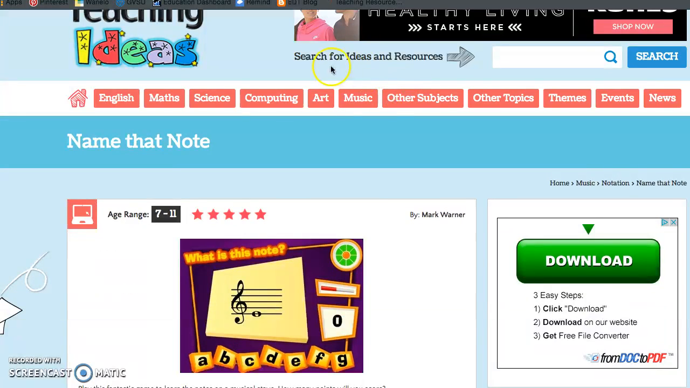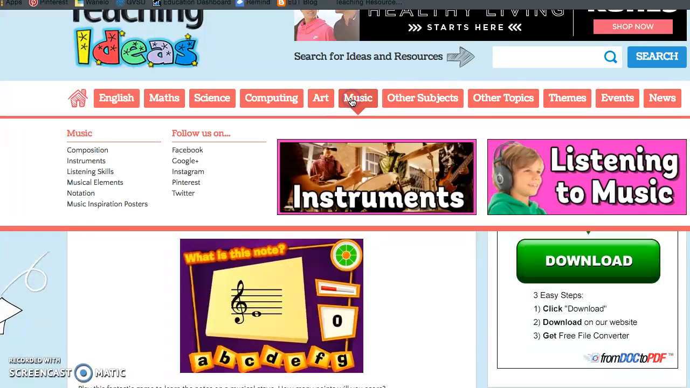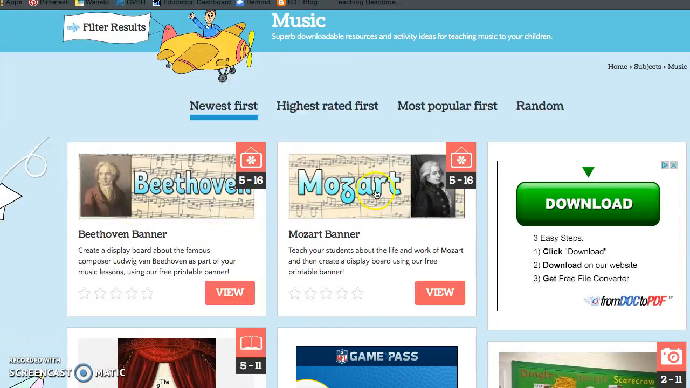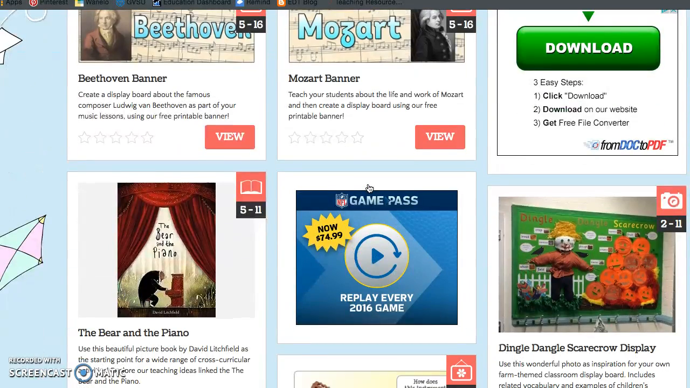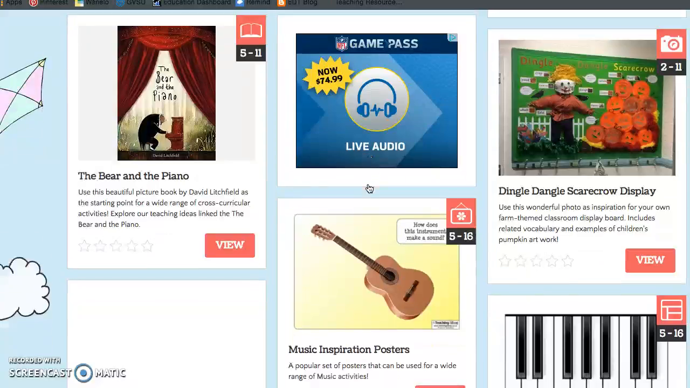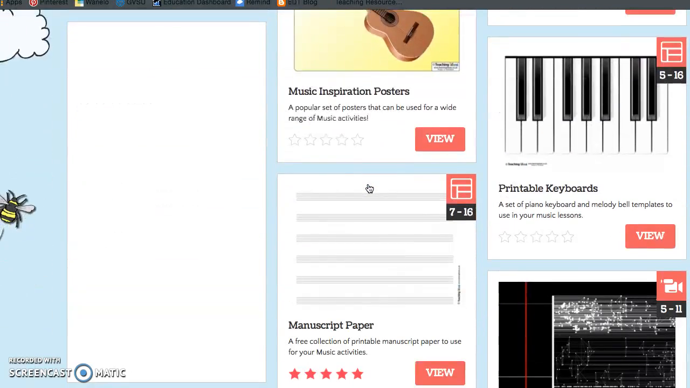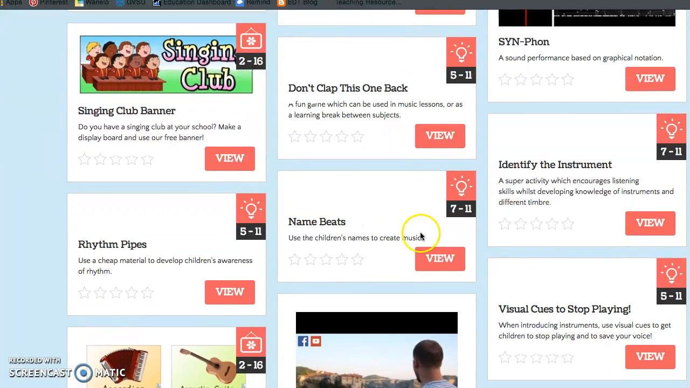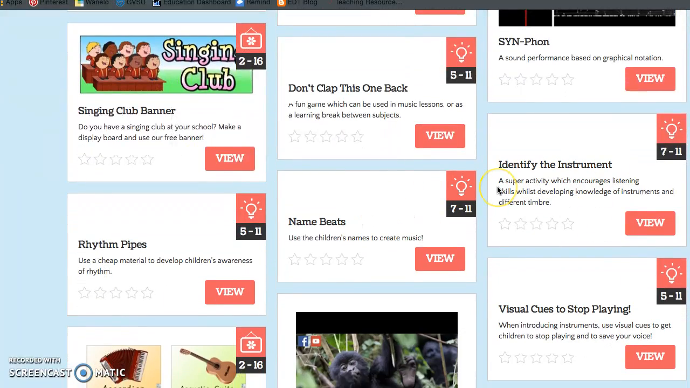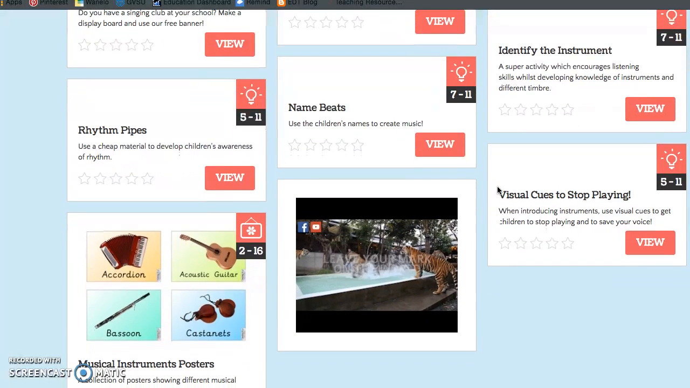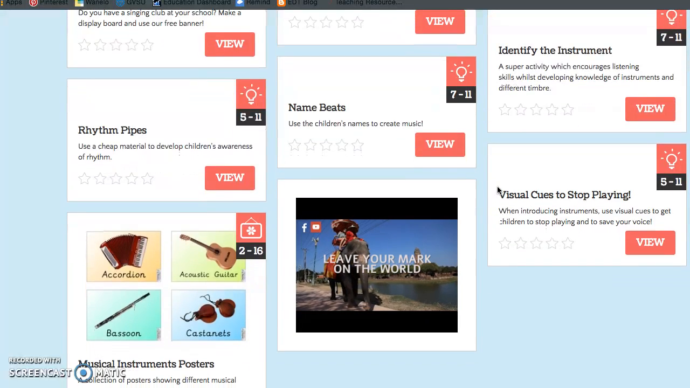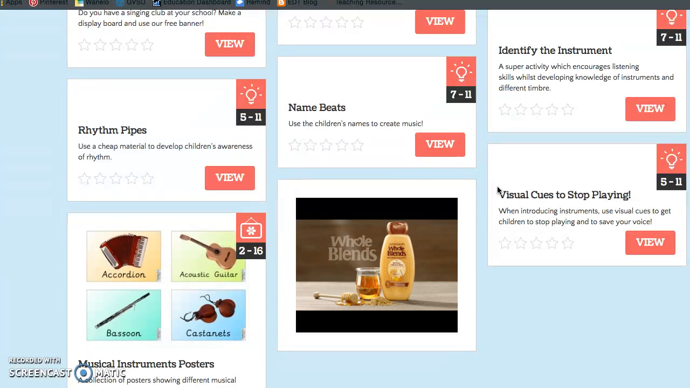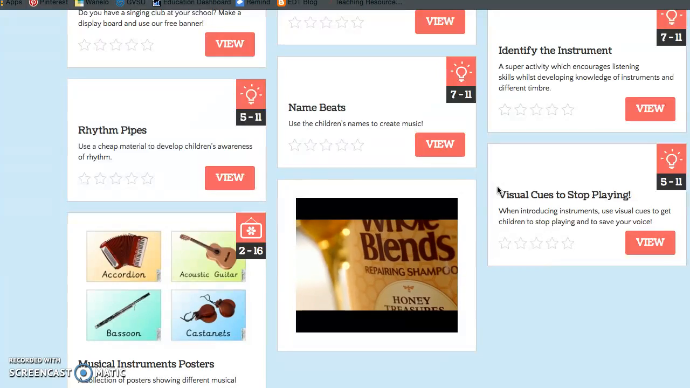They also have a bunch of other music games on this website. This one is Beethoven and Mozart, so learning composers and their works. They have manuscript paper for composition, name the beats, identify the instruments, so it's also supporting their vocab and their understanding of music as a big ensemble. So structure as well, kind of.